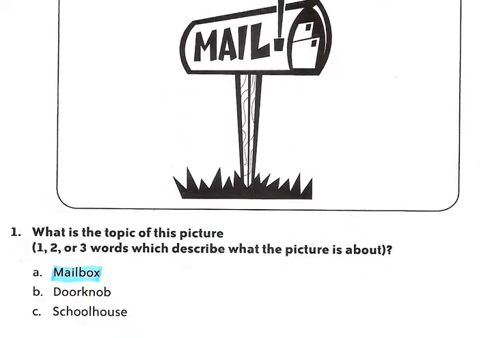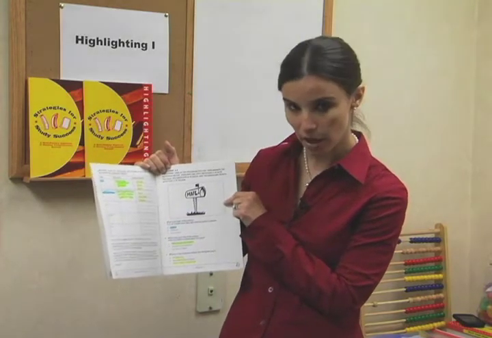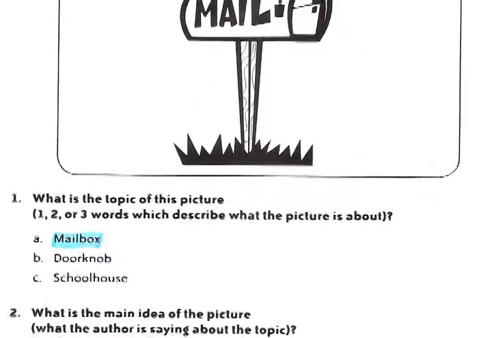What is the topic of this picture? Is it A, mailbox, B, doorknob, or C, schoolhouse? In this case, we know that the topic is mailbox, so the student should actually take out his or her blue highlighter and highlight the word mailbox in blue. Then we move on to the second question.